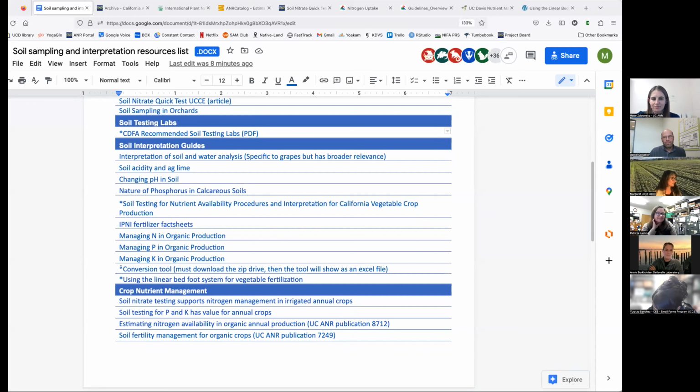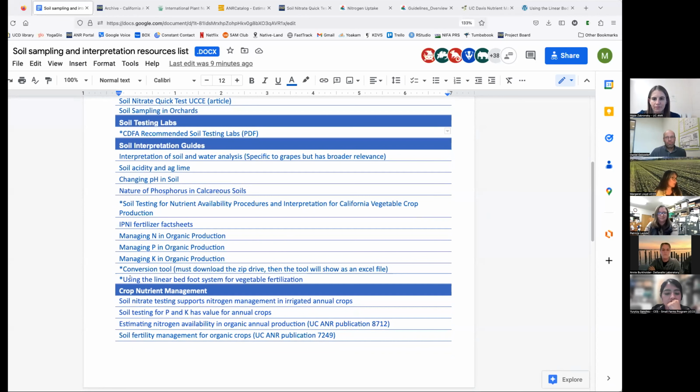This conversion tool with the asterisk is the one I was showing you when I first started talking. And unfortunately, you have to go to that zip drive. It's actually a document that's associated with our estimated nitrogen availability document, the 8712. So just keep clicking and you'll get to it.